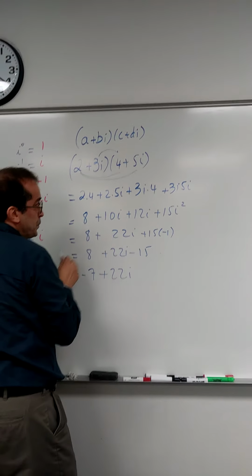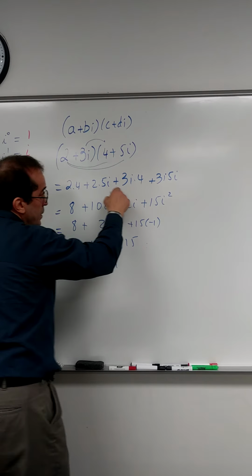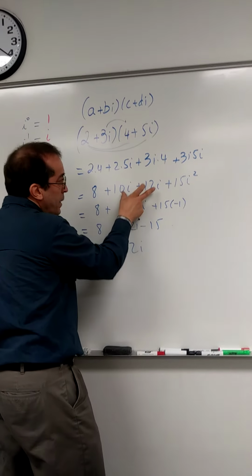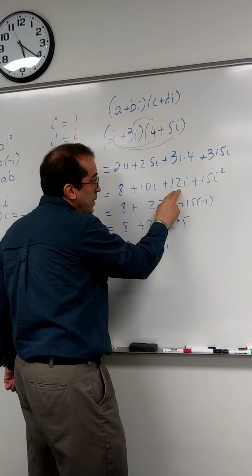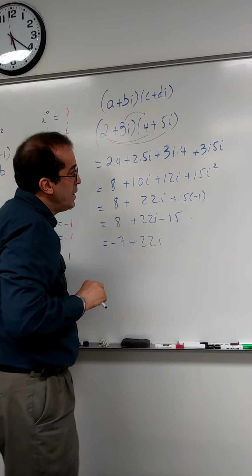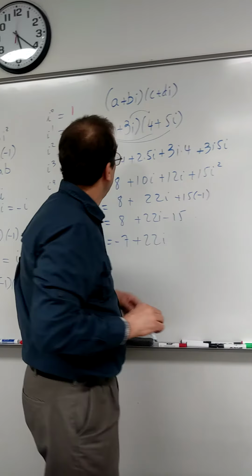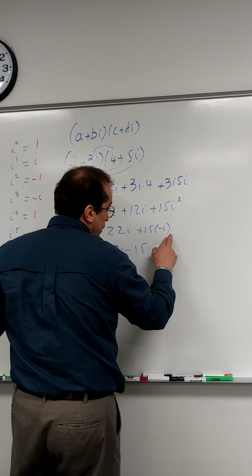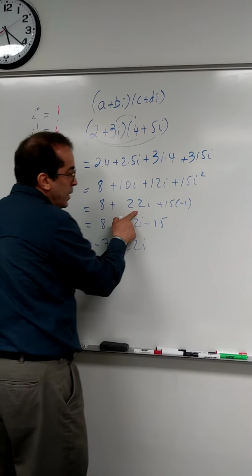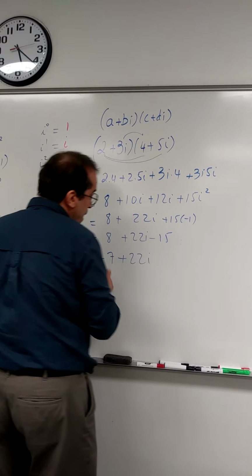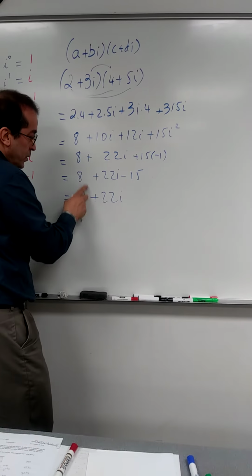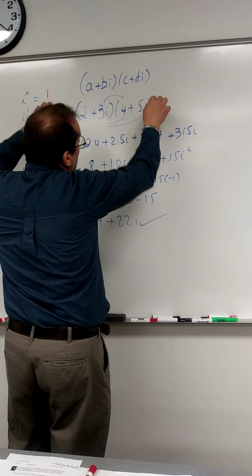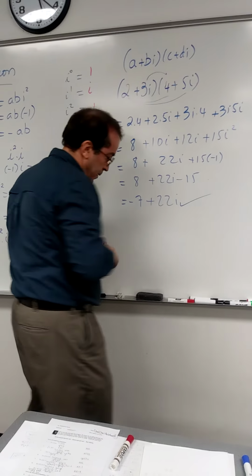2 times 4 is just 8. 2 times 5i is 10i. 3i times 4 is 12i. 3i times 5i is 15i squared. We can combine these two terms for now: 10i plus 12i is 22i. Bring the 8 down. But i squared is equal to negative 1, so 15i squared is 15 times negative 1. So 8 plus 22i plus 15 times negative 1, which is negative 15. 8 minus 15 can be combined, and that will be minus 7 plus 22i. So the product of these two complex numbers is minus 7 plus 22i.